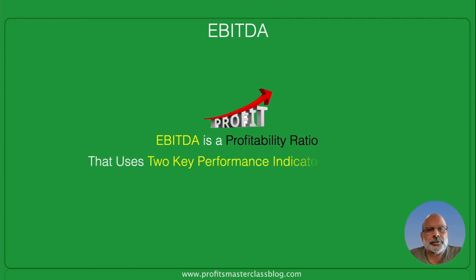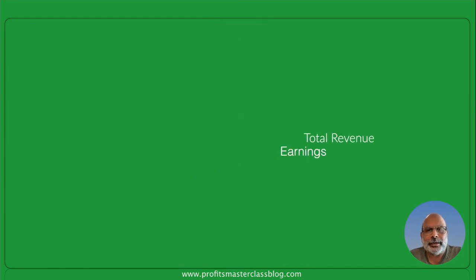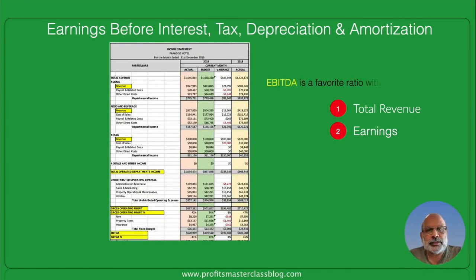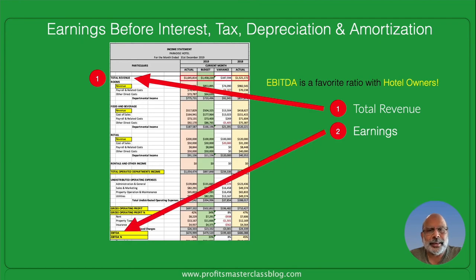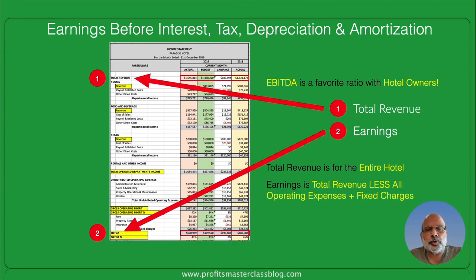EBITDA is a profitability ratio that uses two other KPIs, earnings and total revenue. Let's take a quick look at both of them. So, EBITDA, which is a favorite ratio with your hotel owners, has two elements. Now, total revenue means revenue of the entire hotel, and earnings is simply total revenue less all operating expenses plus something called fixed charges, which I shall explain very soon.